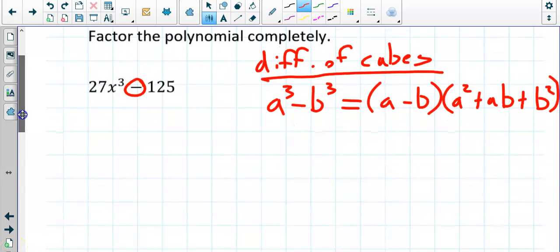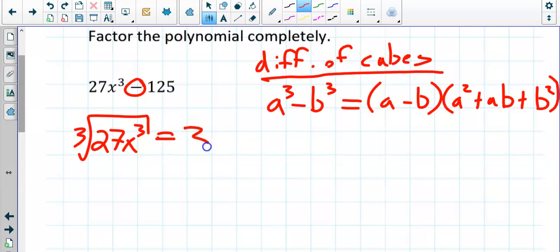So if I want to figure out what a is, I'm going to cube root the first term. So what is the cube root of 27? In other words, what times what times what, the same number over and over and over, will give me 27? 3. So 3, and then what's the cube root of x cubed? Just x. That is our a. Just like last time, but instead of taking square roots, we did cube roots.